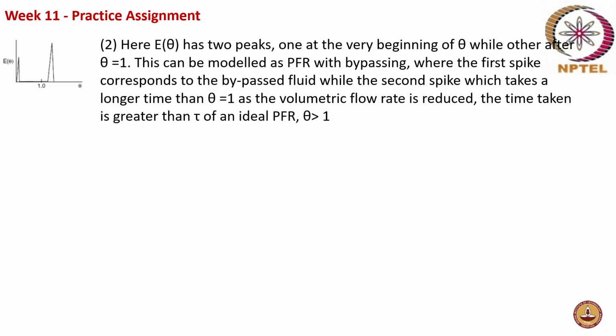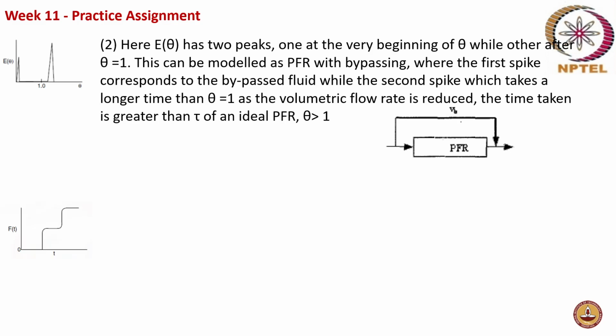So it takes a time greater than that of tau, and that is why we have the second spike at theta greater than 1. So this can be modeled as a PFR with bypass. Some fluid is entering, and initially it has some bypassing, where some volumetric flow rate of VB just goes to the output, and then the remaining part of the fluid passes through the PFR. Okay, this can be modeled as a PFR with a bypassing.